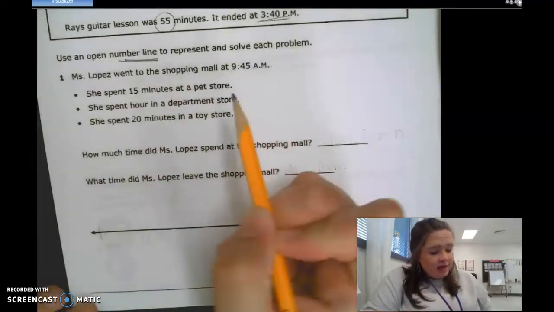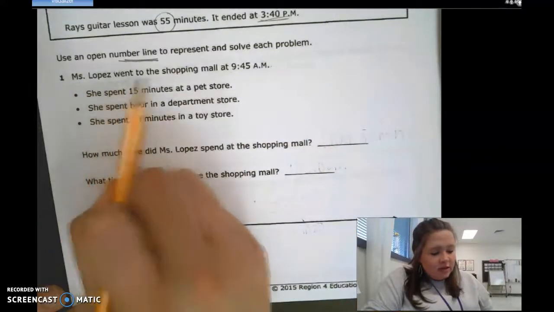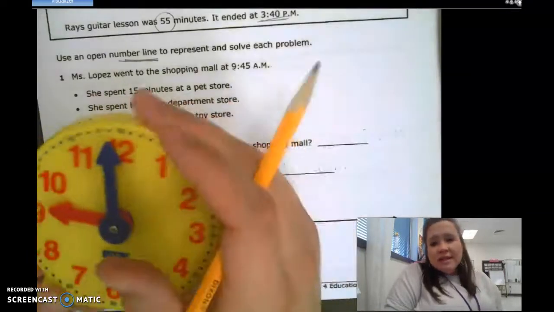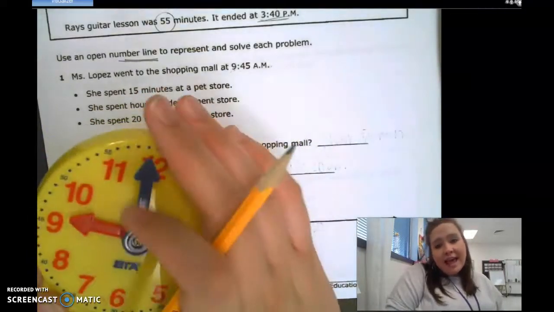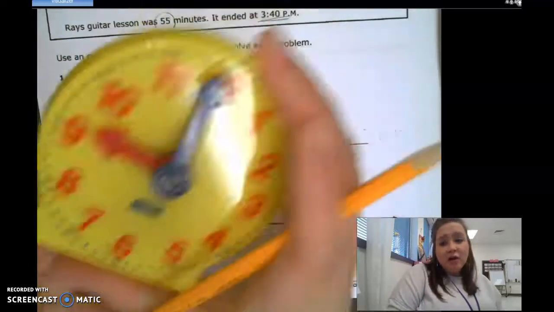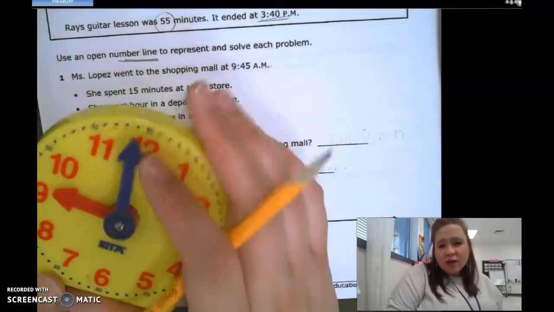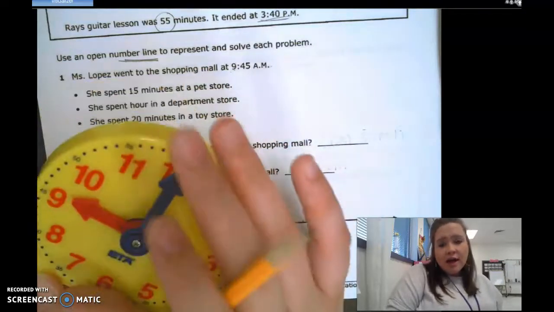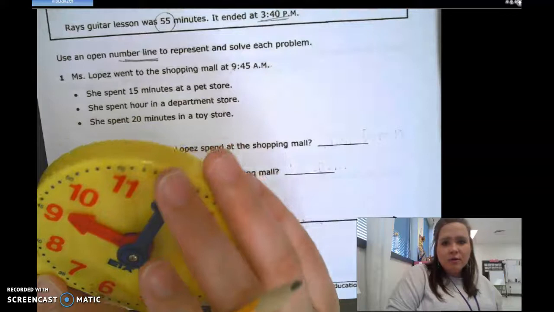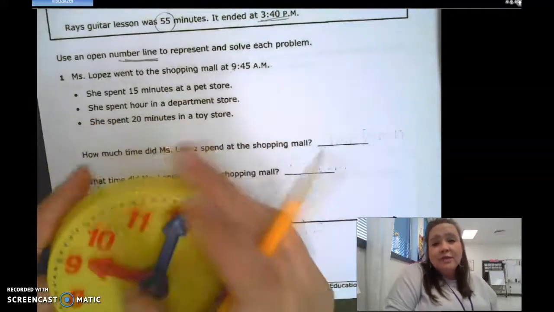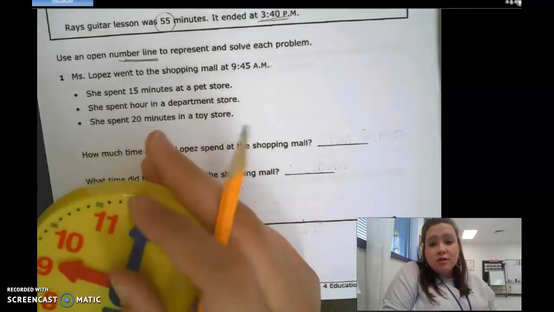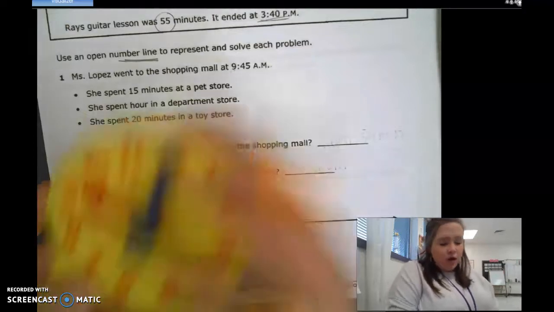Okay, so it says that Miss Lopez went to the shopping mall at 9:45 a.m. Okay, and the reason that we need to know how to use a number line is because we're not always going to have a clock available. Okay, when we take our STAR test and we take our unit assessments, we don't get to have this clock. So we need to know how to use a number line and read a number line. And sometimes our questions are going to ask us, we're going to be asked how to analyze the number line in our question, okay?